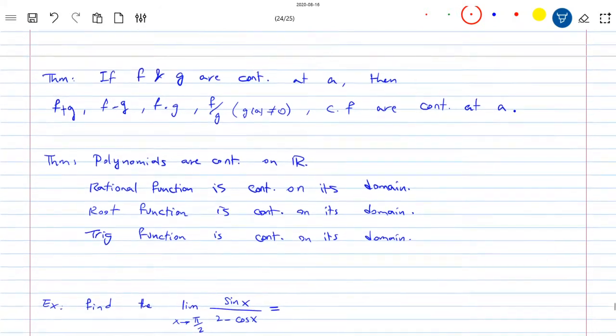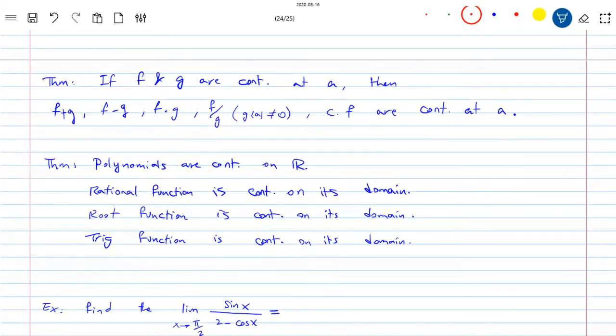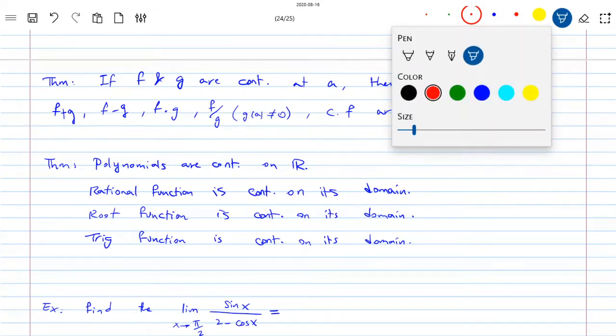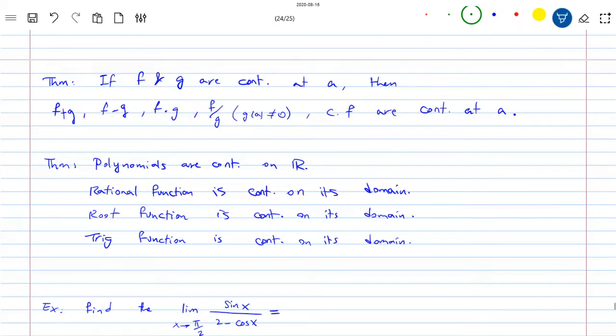Here's a big theorem that helps reduce the work. It means that you don't need to go through all the points if you're looking for continuity or discontinuity points. Let's assume we have two functions, f and g, and they're both continuous at a specific point a. Then any combination of adding those two functions, subtracting, multiplying, dividing them by each other, with the assumption that the denominator is not 0, or multiplying the function by a constant, still holds the continuity at that point. So if you have two continuous functions, any operation of addition, multiplication, division, or multiplying by a constant does not affect the continuity.